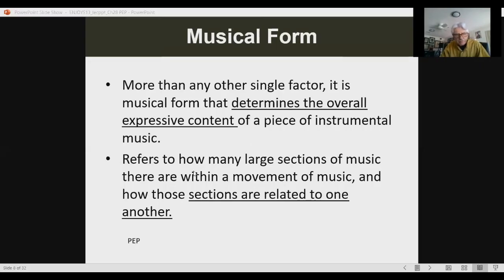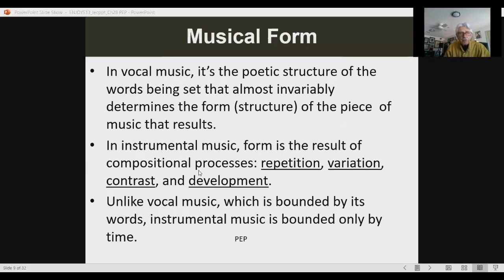So form, right? This is very important. And we're talking about instrumental music. In vocal music, right, the poem, the words are really what determines the form and the structure. Are there verses or not, right? And then instrumental music, what can you do as a composer? Well, you write something, you can repeat it. You could vary it, change it a little bit. You could do something completely different. Or you could take what you've written and just kind of develop it. We call that development section. So we hear a lot in instrumental music of repetition, variation, contrast, and development. So vocal music is bounded by the words, where instrumental music has no bounds.